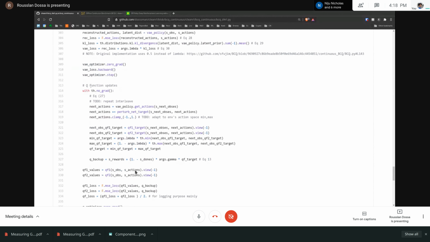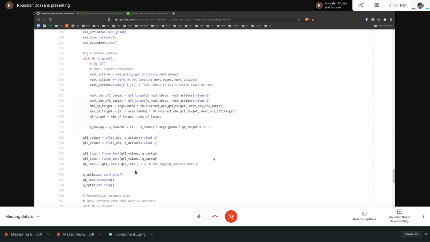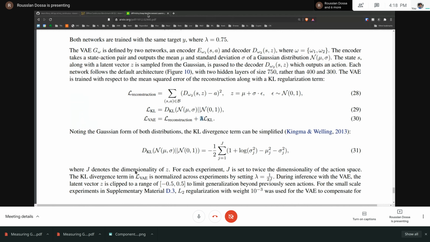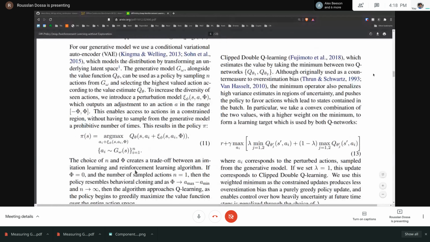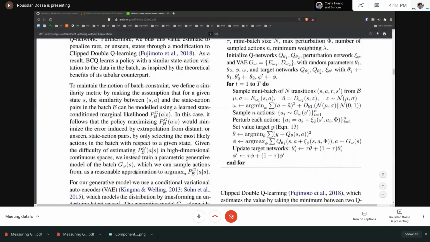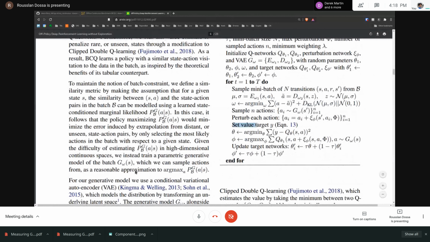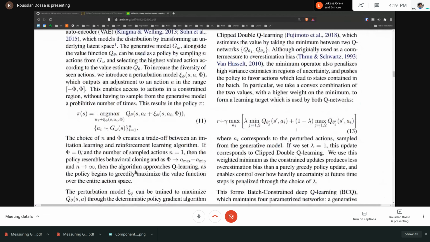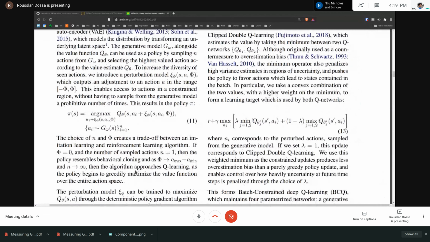And so the next part is to update the Q function using standard Bellman equation updates. With a slight difference here. Sorry for that. Okay, so here they have a special term to update the Bellman equation. So here we set the value target y as per equation 13, and equation 13 is a form of trade-off between overestimating and underestimating, or in other words, a conservative Q function.